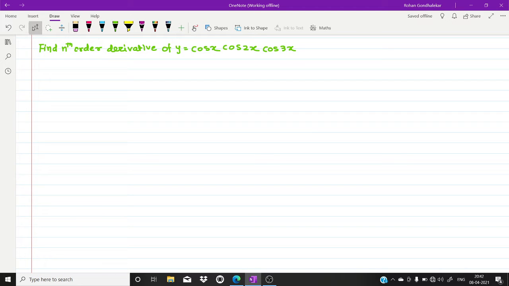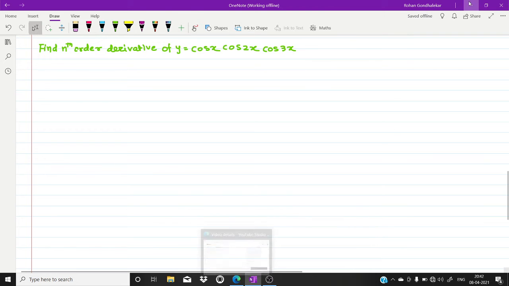Welcome everyone. In the next lecture on successive differentiation, in the previous lecture we have discussed what is meant by successive differentiation, and then we have discussed a simple problem based on the algebraic functions. Now in this lecture we are mainly focusing on the problems where the trigonometric functions are involved.